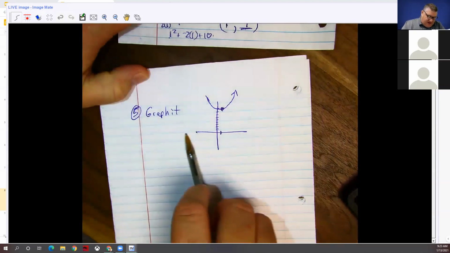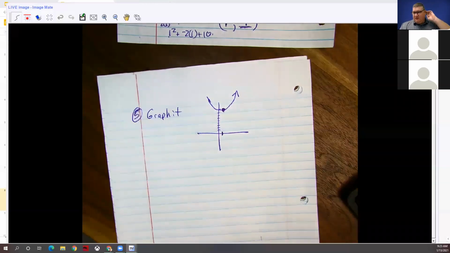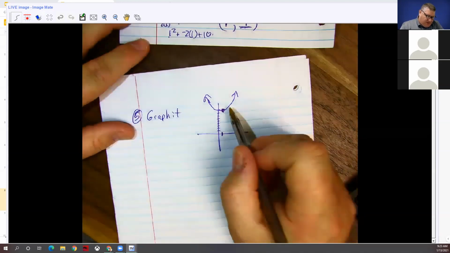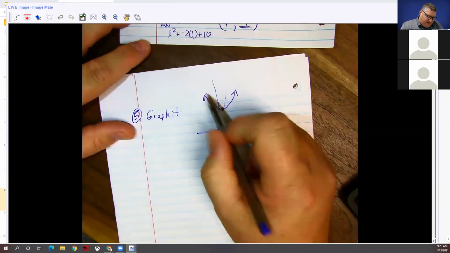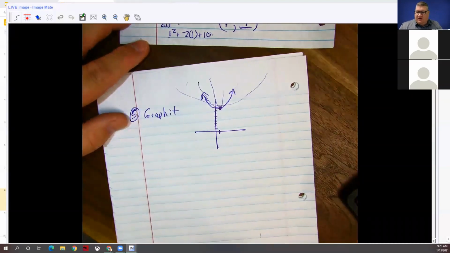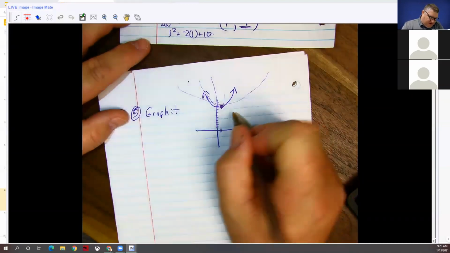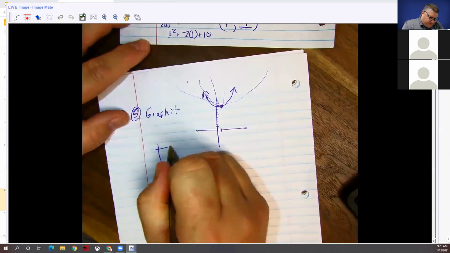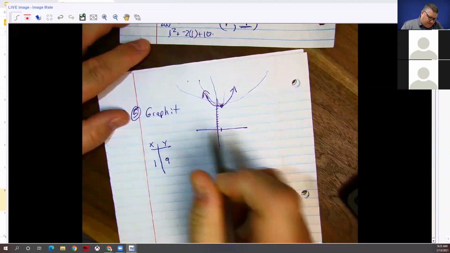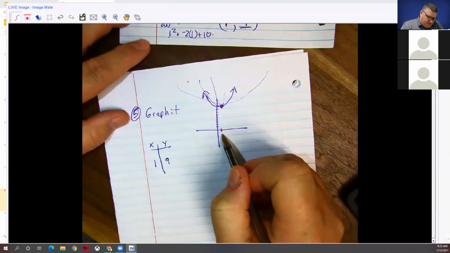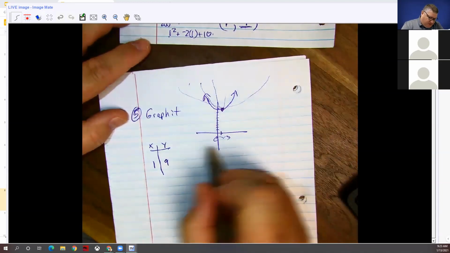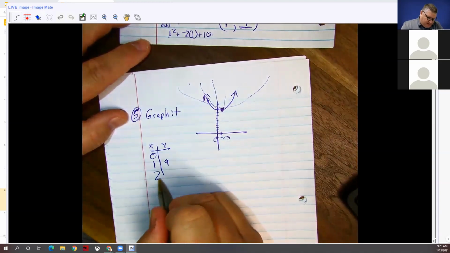Which makes sense why it is not going to cross the x-axis anywhere. Now, we haven't necessarily talked about this before. How do I know if it looks like this or big and fat like that? Well, easy peasy. You know that you have 1, 9. Can I pick a number on this side and a number on this side and find 2 more points? So could I plug in 0 and 2?